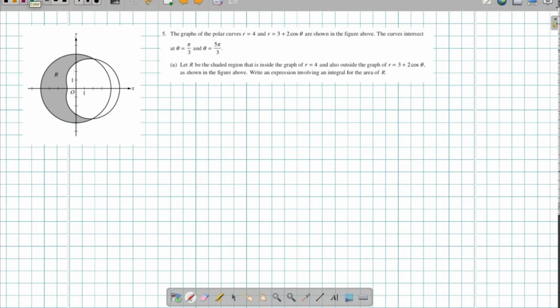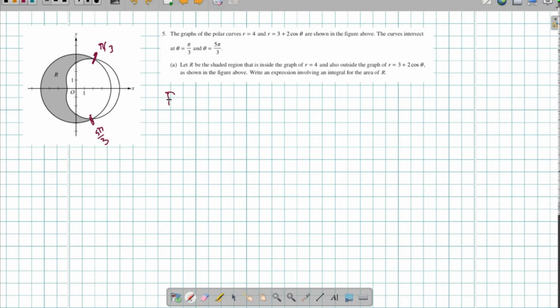On to problem 5, we've got polar graphs here. The graph of the polar curves r equals 4 and r equals 3 plus 2 cosine theta are shown in the figure above. And they tell us that the curves intersect at pi over 3 and at 5 pi over 3. And they say let R be the shaded region that's inside the graph of r equals 4 and also outside the graph of r equals 3 plus 2 cosine theta as shown in the figure above. Write an expression involving an integral for the area of R.